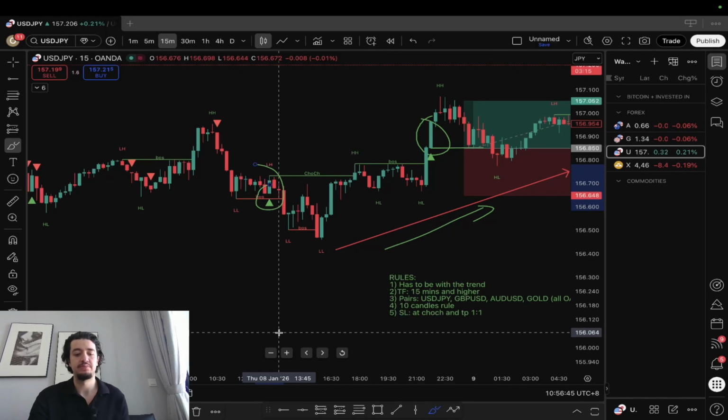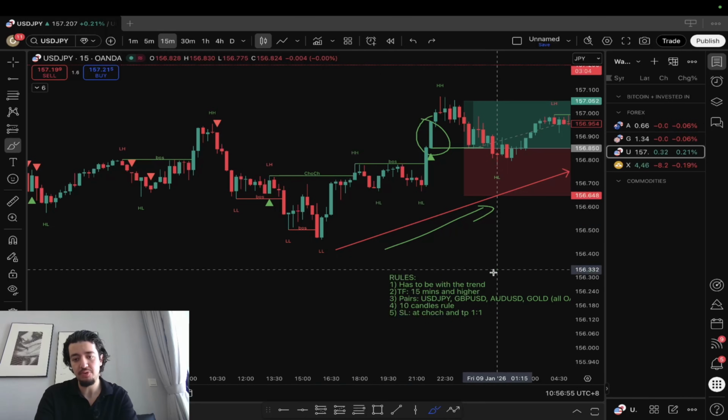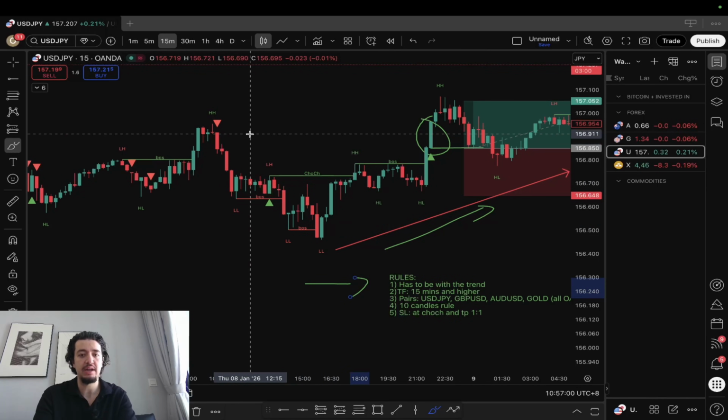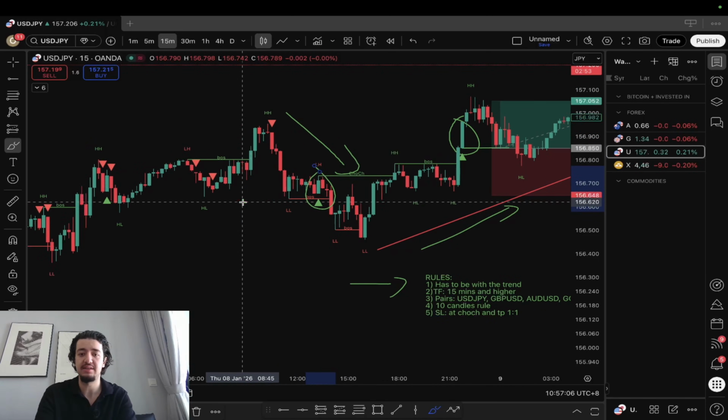Is this valid or no? No, it's not. If you said yes, I'm disappointed. It's not valid. Why is it not valid? Rule number 1, guys: it has to be with the trend. Here we're in a downtrend. A bullish candle showed up. It's against the trend. We don't take these.